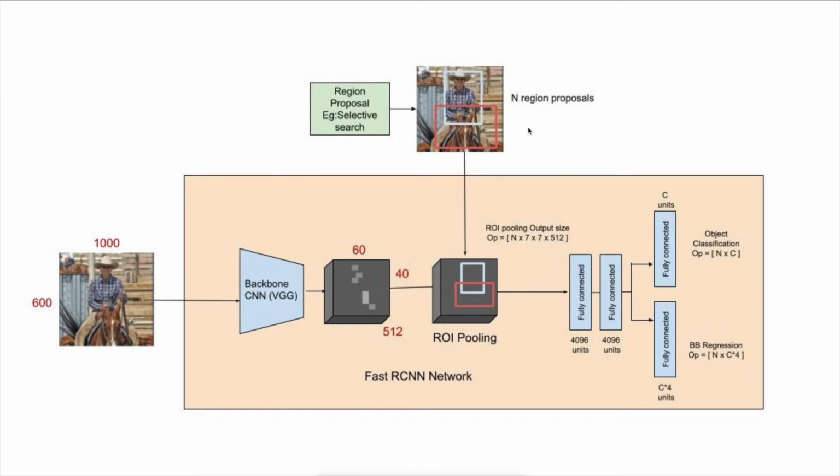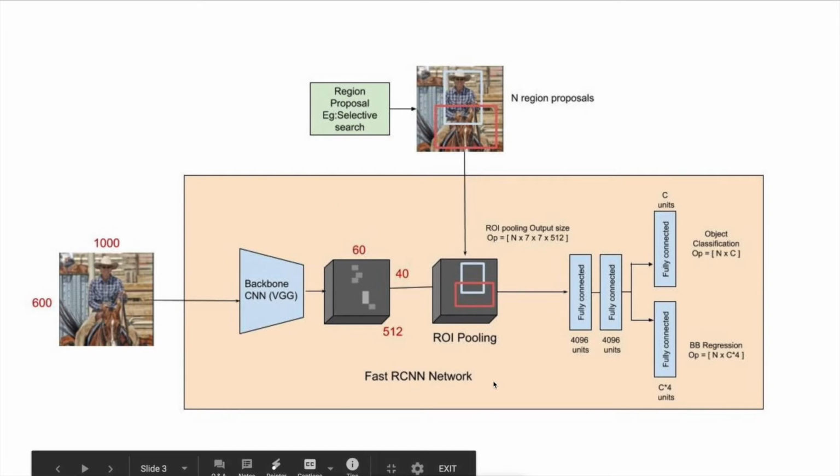But here the concept is different. Taking from the regions, n number of proposals, and then proceeding to the fully connected layer, and then the classifier and the regression to predict the bounding boxes. So there are two things working independently: first the RPN, and second the Fast R-CNN network.